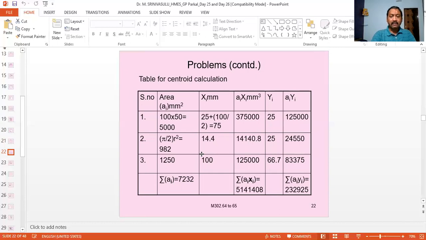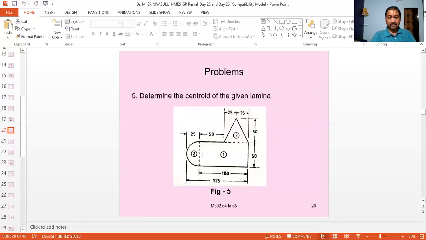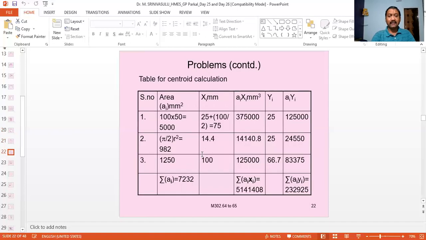Now coming to the second one, that is a semicircle having a radius of 25 millimeters. So the area of the semicircle is equal to pi r square by 2. Pi into 25 square by 2, it is becoming 982 square millimeters.